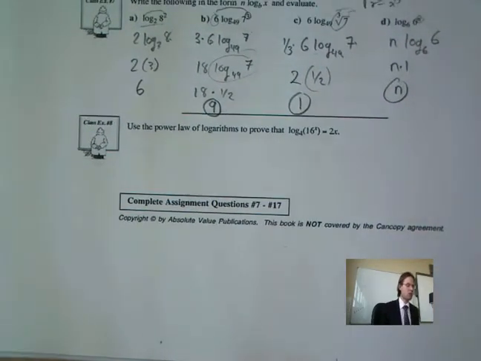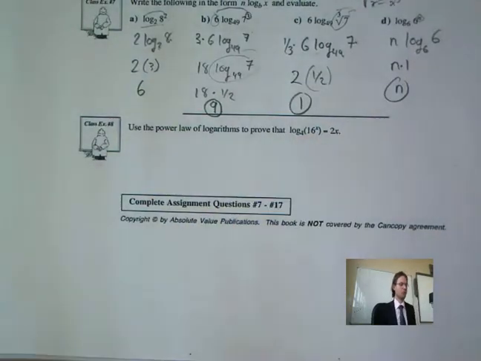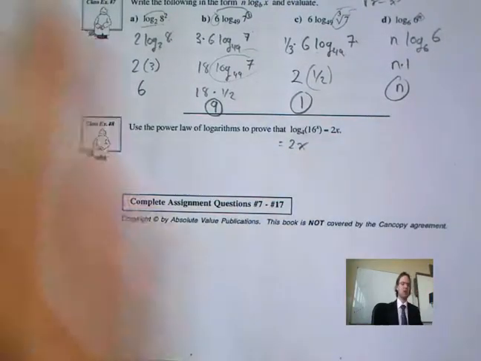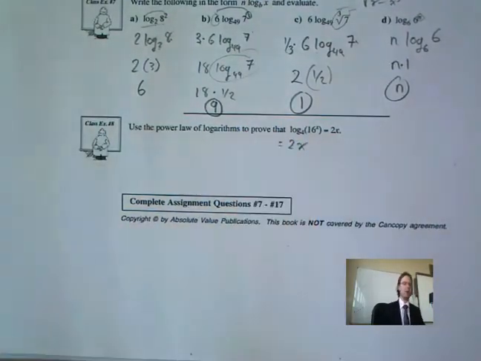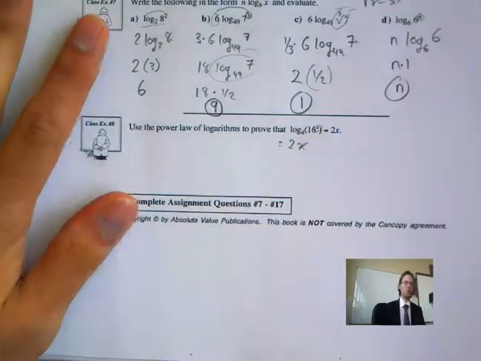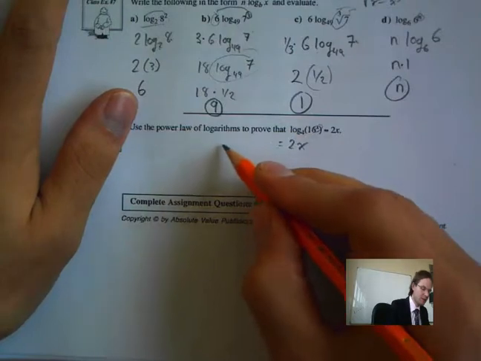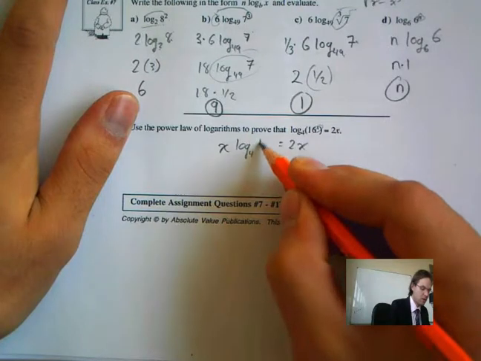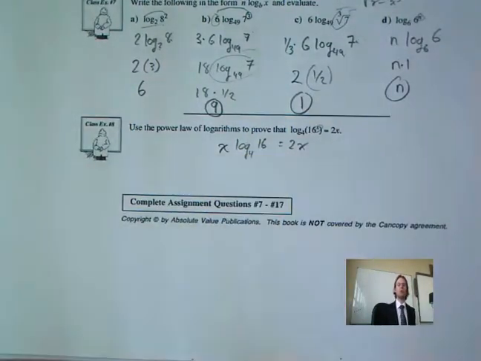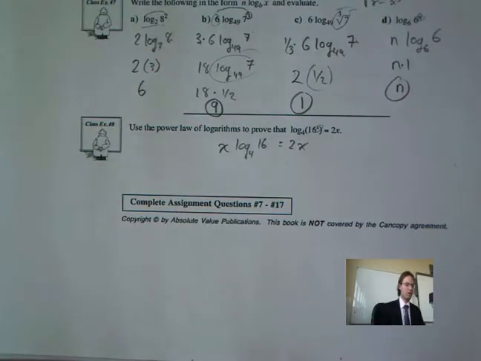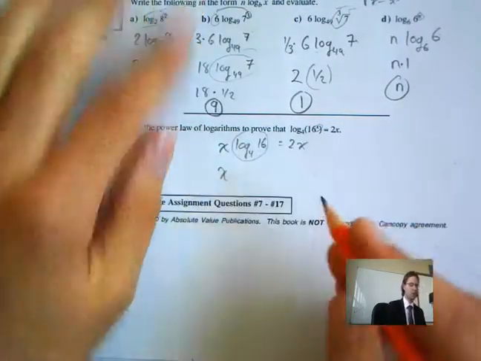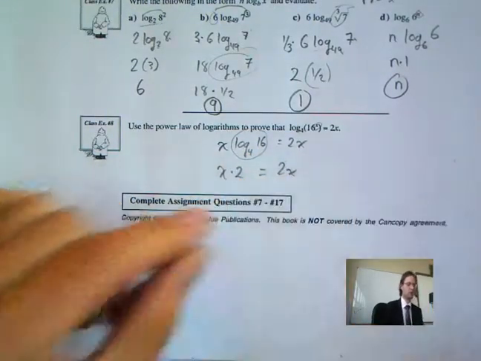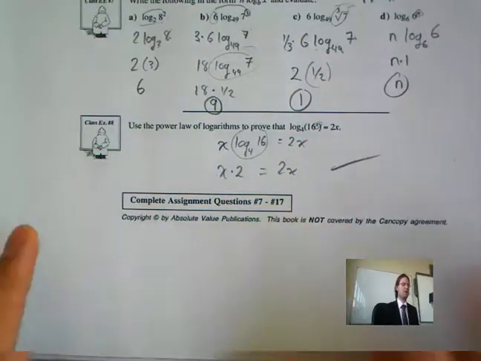Alright, last question. Use the power law of logarithms to prove that this is equal to 2x. Okay, so let's try. So we have our one side, 2x. That's our simple side, and we're going to simplify our more challenging side. Now this, we have an exponent there. I don't like that exponent, so I'm going to put this x in front, right? And we're going to have log base 4 of 16. So this is saying 4 to the power of what is equal to 16? Well, 4 squared. So that's x, and this is all equal to 2, because 4 squared is equal to 16. So x times 2 is equal to 2x, so this is the same as 2x, and that works.